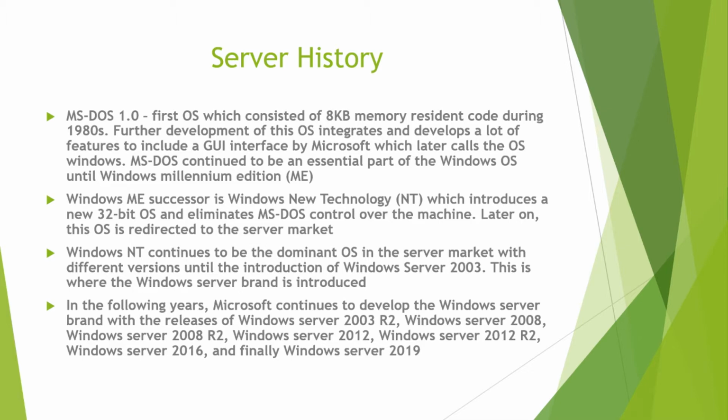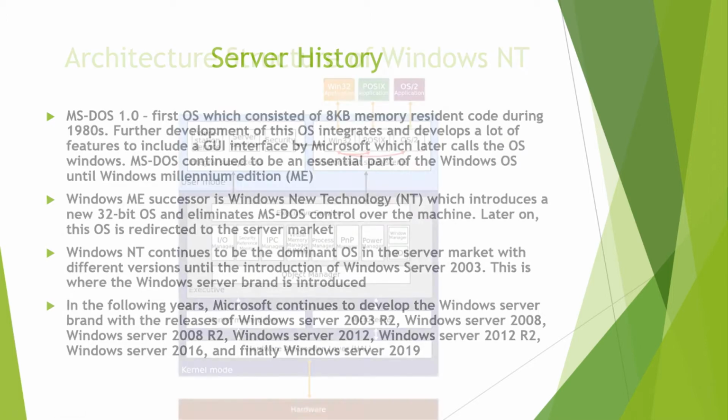After Windows Me Edition, we have the introduction of Windows New Technology, or NT, which introduces a new 32-bit OS and eliminates MS-DOS dependency. Later on, NT is redirected to the server market, where it continues to be the dominant operating system until the introduction of Windows Server 2003. In the following years, Microsoft continues to develop the Windows Server brand with different releases and versions to include Windows Server 2012, Windows Server 2016, and Windows Server 2019.